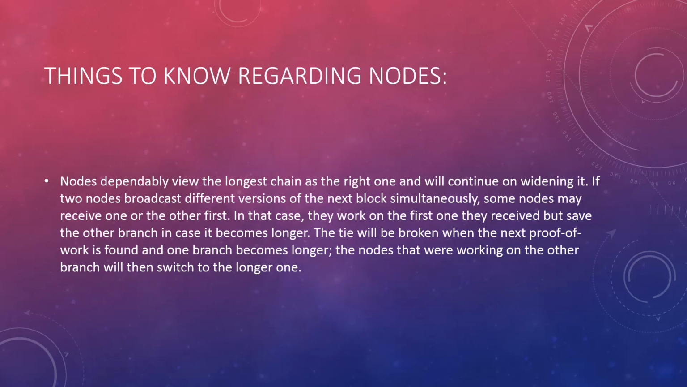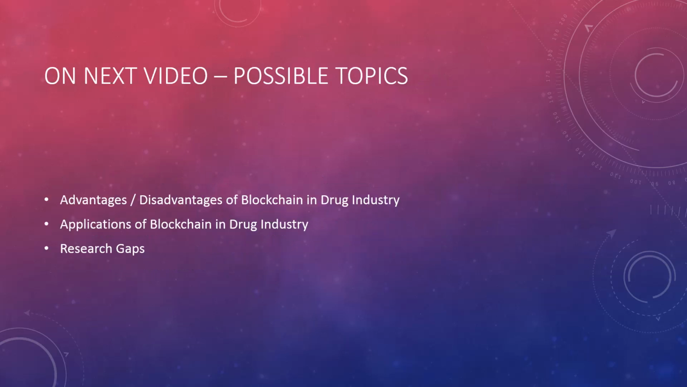Things to know regarding nodes. Nodes always consider the longest chain to be the correct one and will continue working on extending it. If two nodes broadcast different versions of the next block simultaneously, some nodes may receive one or the other first. In that case, they work on the first one they receive but save the other branch in case it becomes longer. The tie will be broken when the next proof of work is found and one branch becomes longer. The nodes that were working on the other branch will then switch to the longer one.